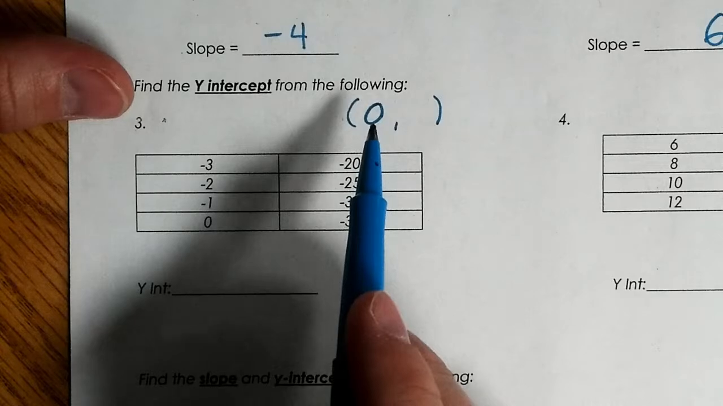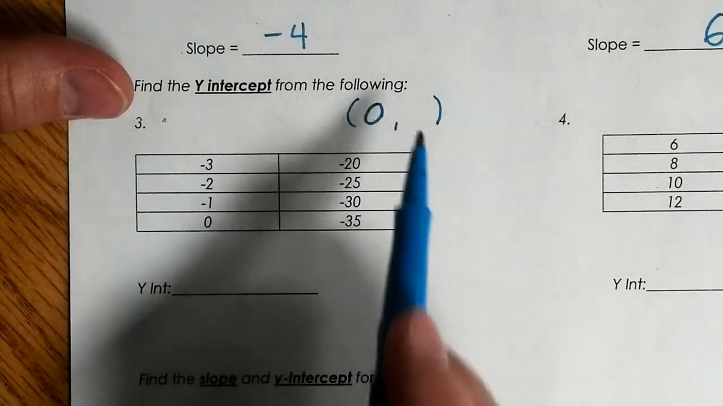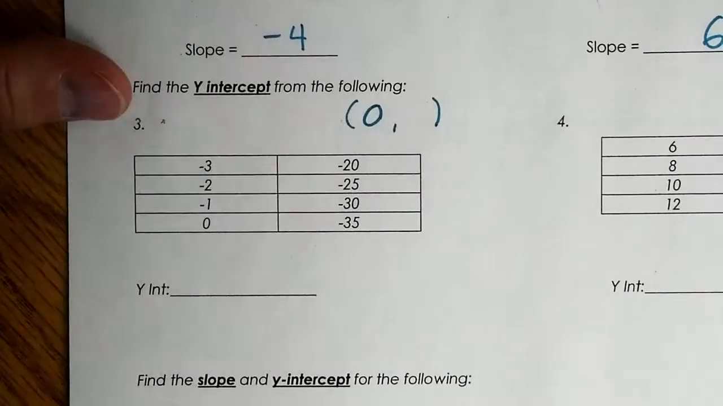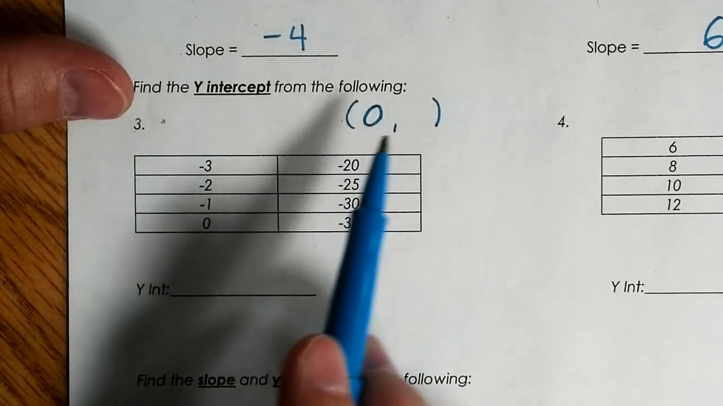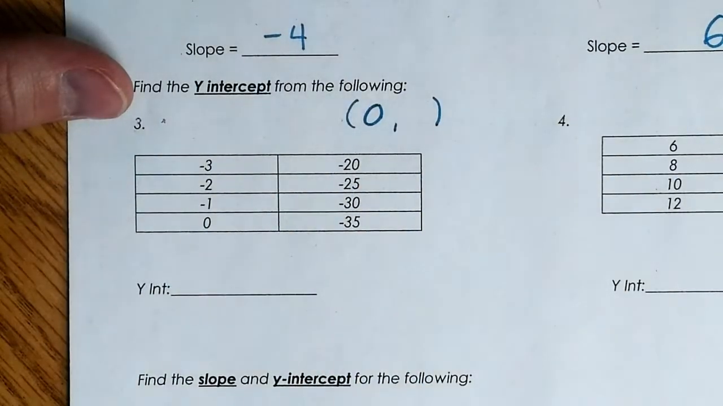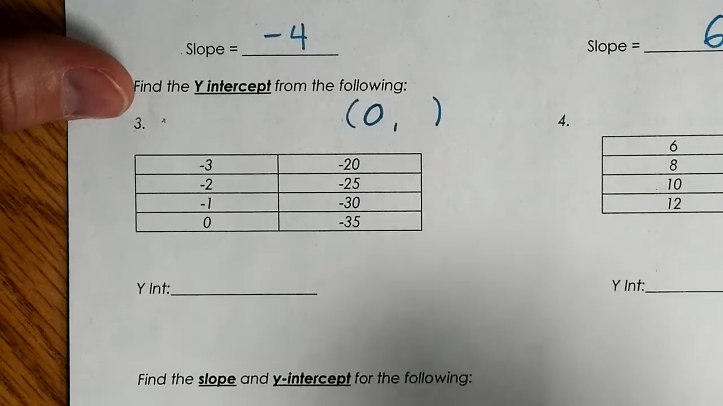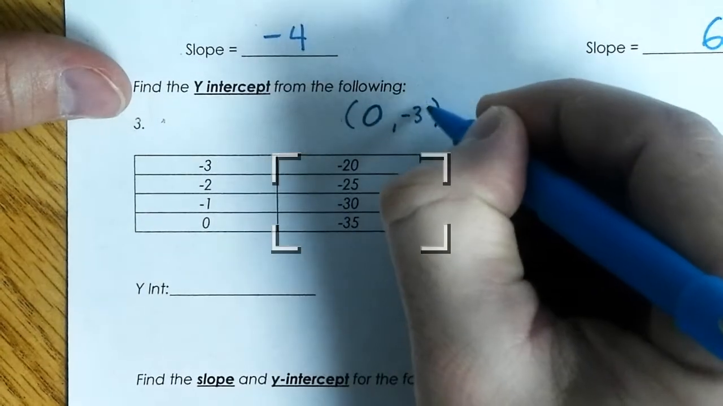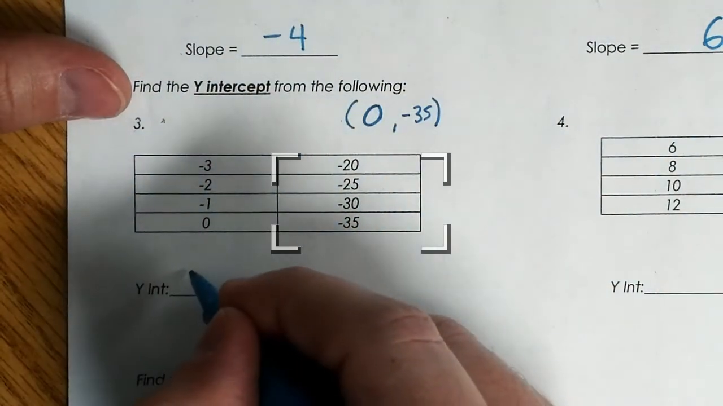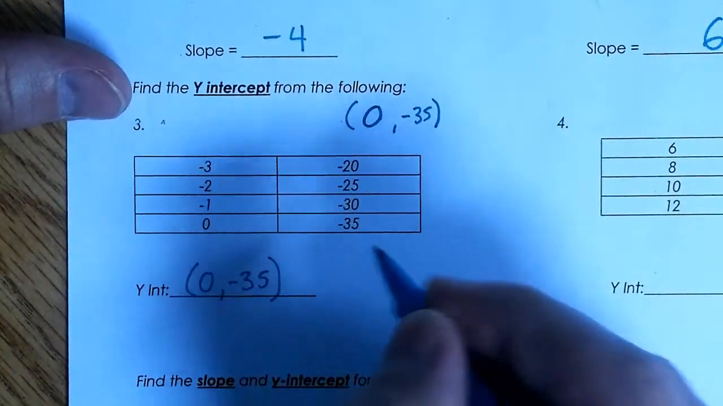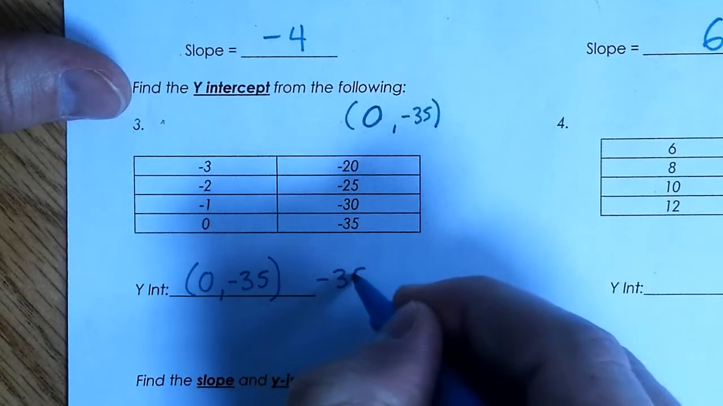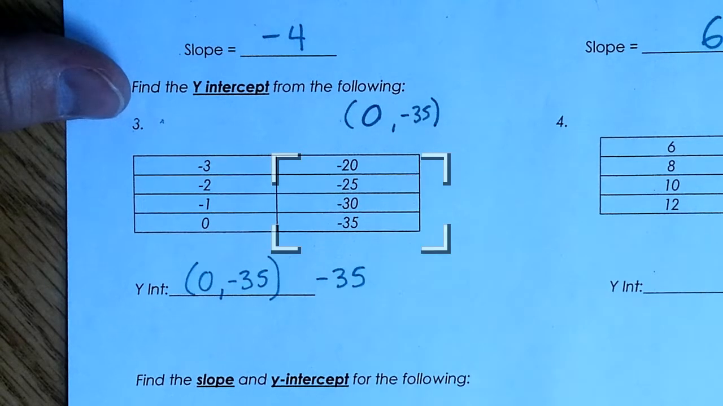So if the x is 0, then obviously we're on the y-intercept. Would y'all agree? Yeah, so when x is 0, what is my y for this graph right here? Negative 35. So my y-intercept is going to be, I'll see it 2 different ways: 0, negative 35. Or if you just write negative 35, I will accept that for the quiz tomorrow. Okay?